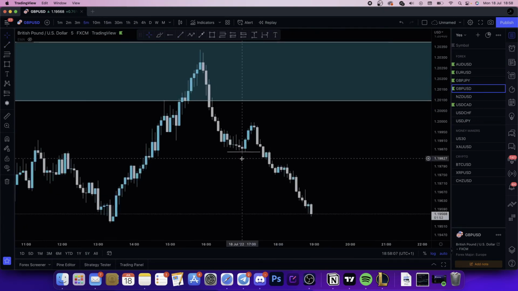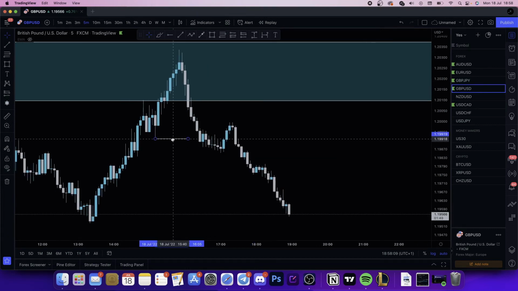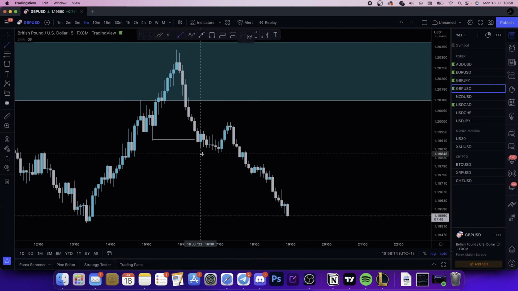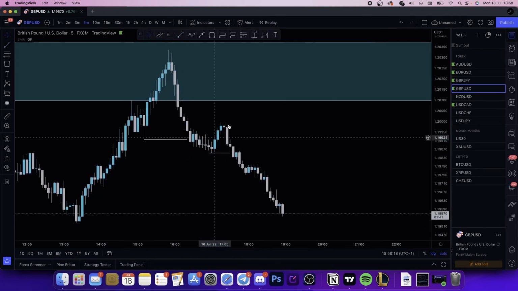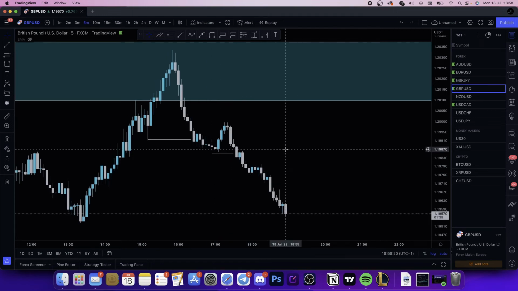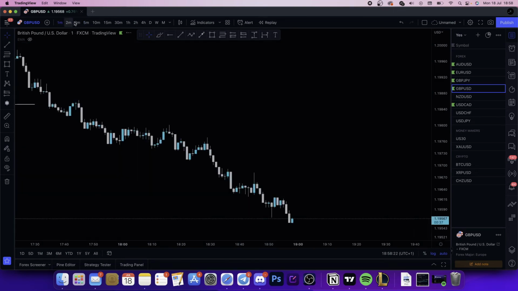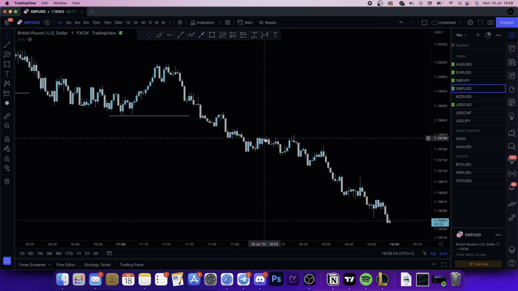Yep, the low was broken here. And the second low was broken here. So we had bearish intent here, and we have confirmed the change of structure here. So we are bearish, sorry. So we are bearish at this point.